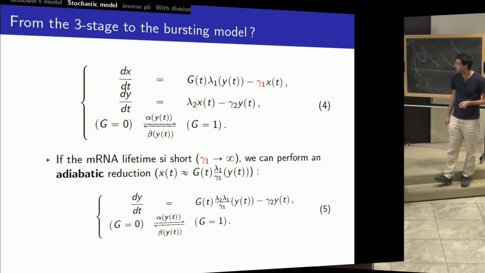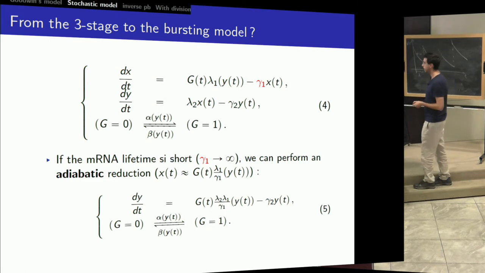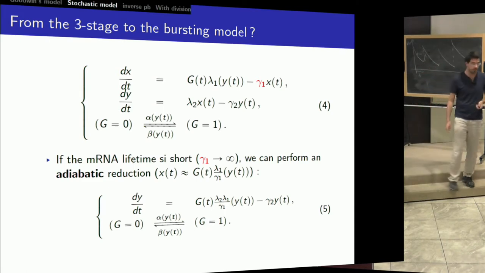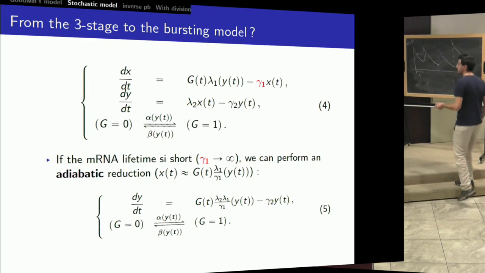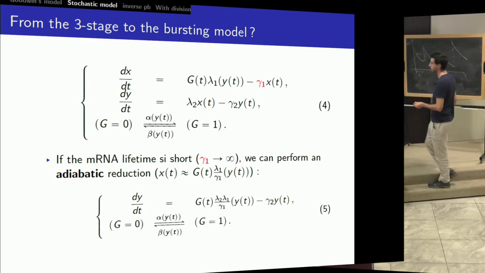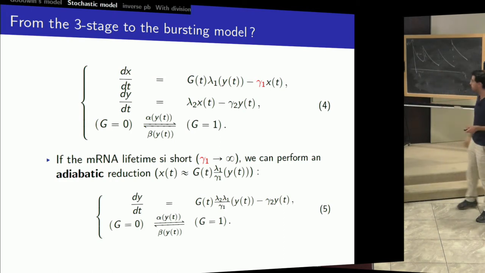And the standard way to do it is first to assume that the mRNA lifetime is short, which means that this degradation rate is high. I'm not claiming it's general, but in many situations, the mRNA may have a much shorter lifetime than the protein. And then this time scale separation may be valid. And so at least in a heuristic way, if gamma 1 is high, then x has to be equal to g lambda 1 over gamma 1.